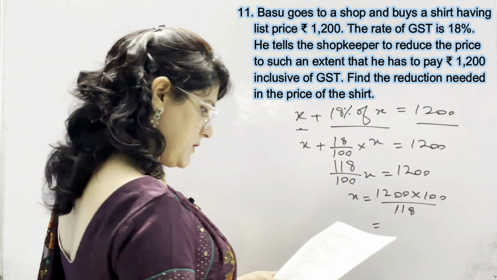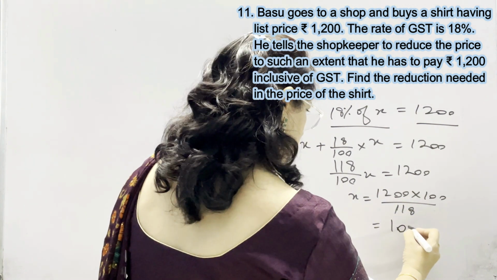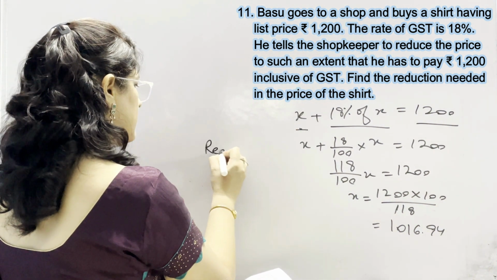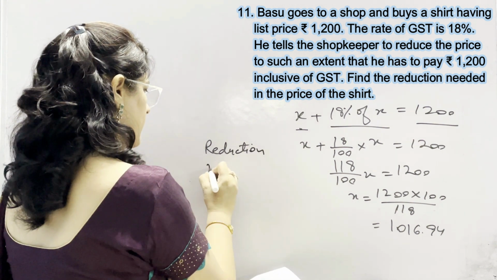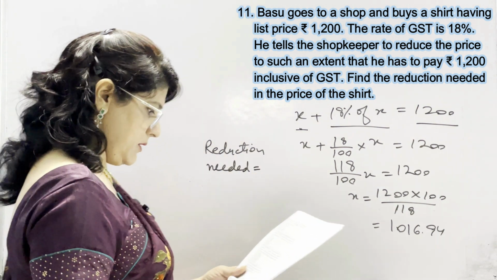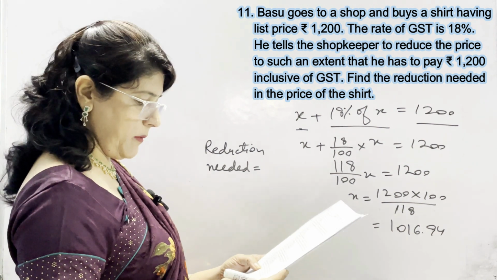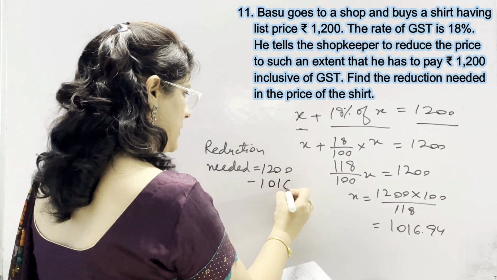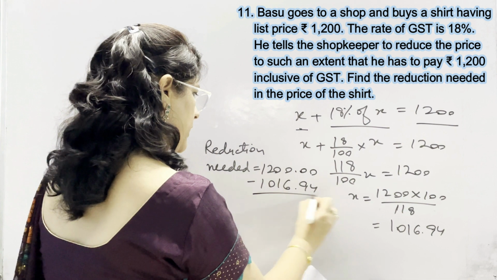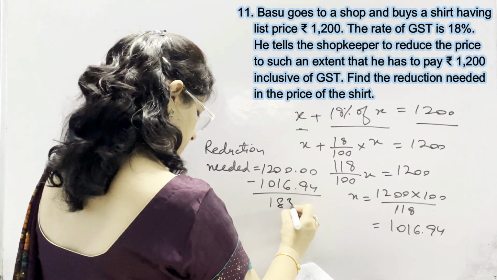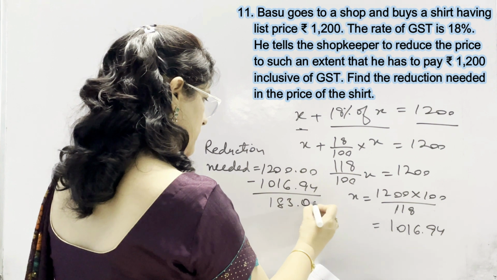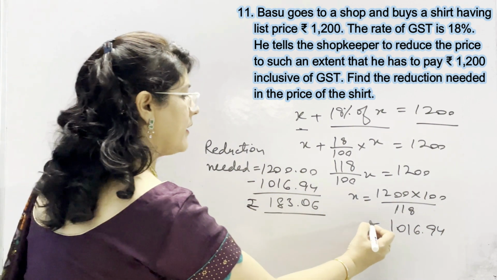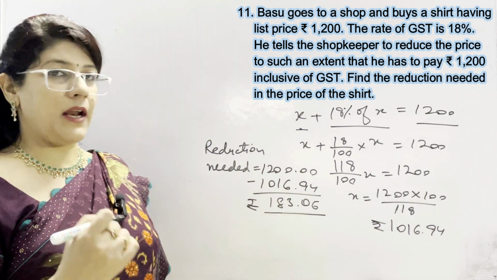After cutting, its value comes out to be 1016.94. So reduction needed by shopkeeper is total 1200 minus 1016.94. So we need to subtract this value, and after subtracting we get 183.06. We need to add rupees in our final answer here and here also, otherwise our marks can be deducted.